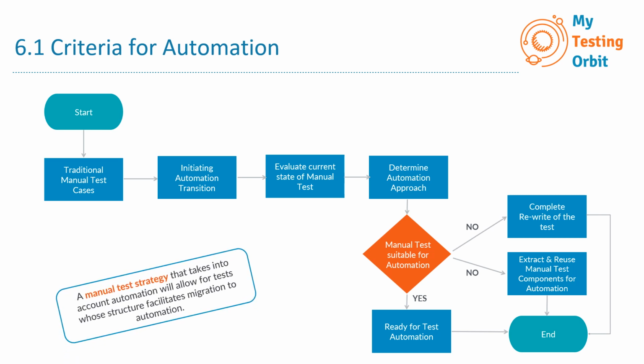A manual test strategy that takes into account automation will allow for tests whose structure facilitates migration to automation. In practical terms, it means you create your manual test cases in such a way that the structure, components, and elements are organized and documented in a manner that can be readily adapted for automation. It's all about setting up your manual testing process in a way that predicts and eases the transition to automated testing when you are ready to make that shift.